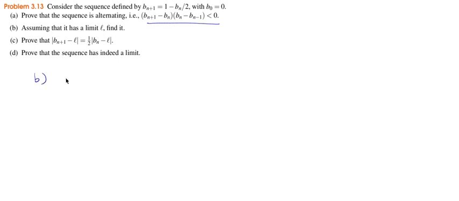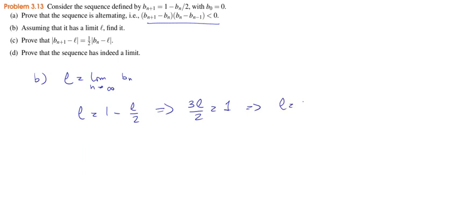Okay, we have done this before, so let's call L the limit when n goes to infinity of b sub n. So then taking limits on both sides, we have L is 1 minus L over 2. We take this to the other side, so we have 3L over 2 is equal to 1, or in other words, L is 2/3. Okay?